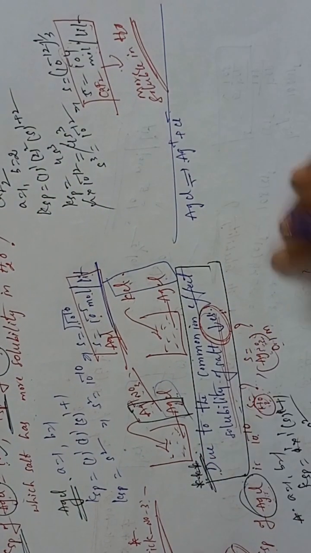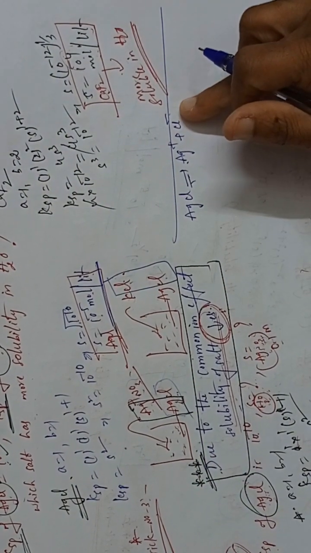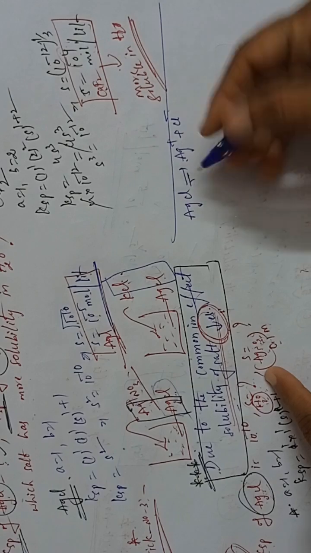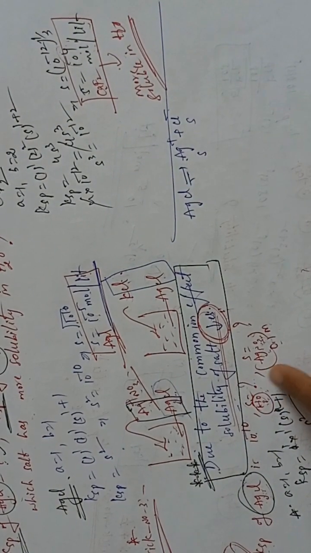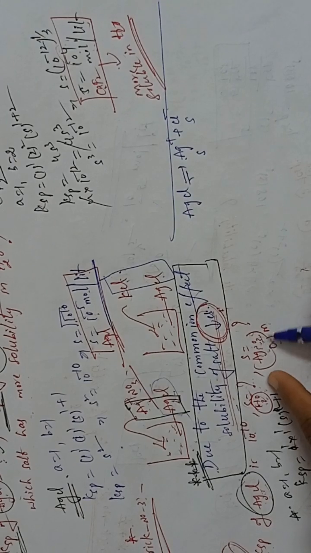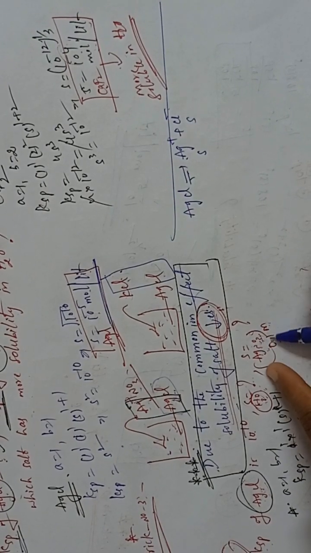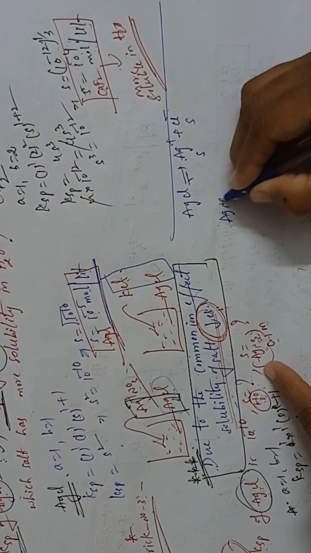Ag plus and Cl minus ions. Now silver nitrate is added. What is its solubility, students? Its solubility in water. Now whenever 0.1 molar silver nitrate is added, now silver nitrate is added.